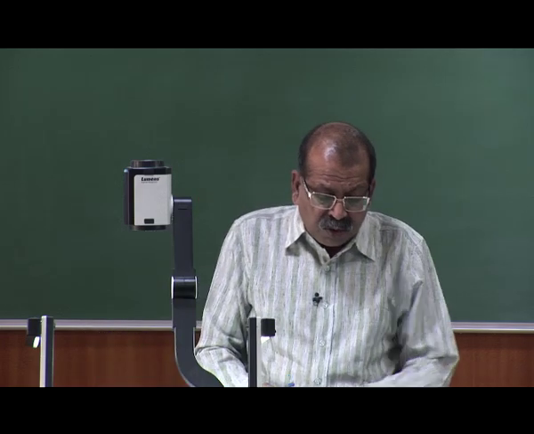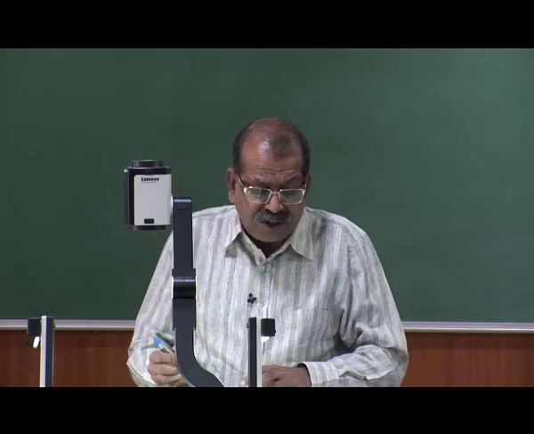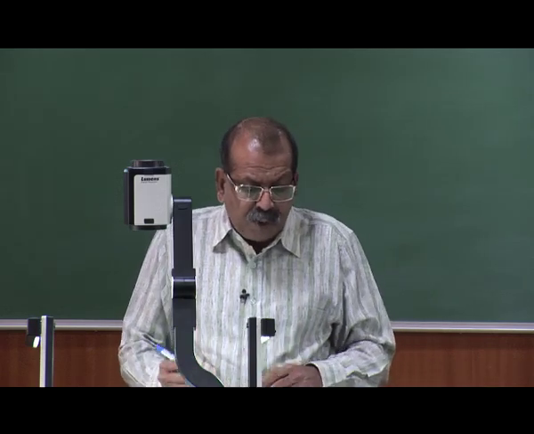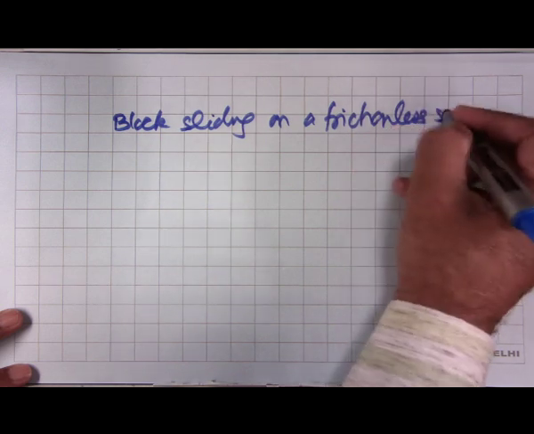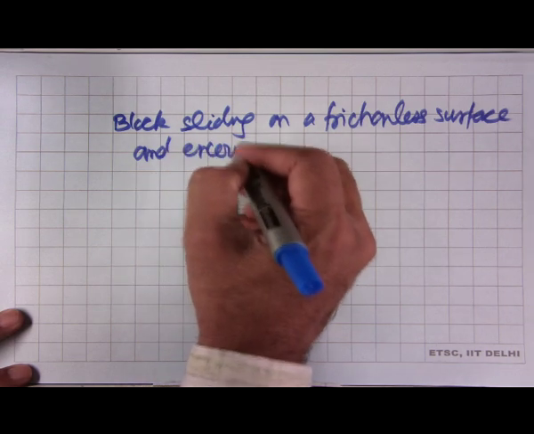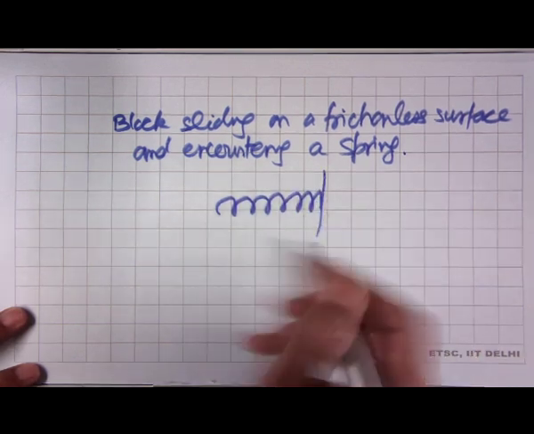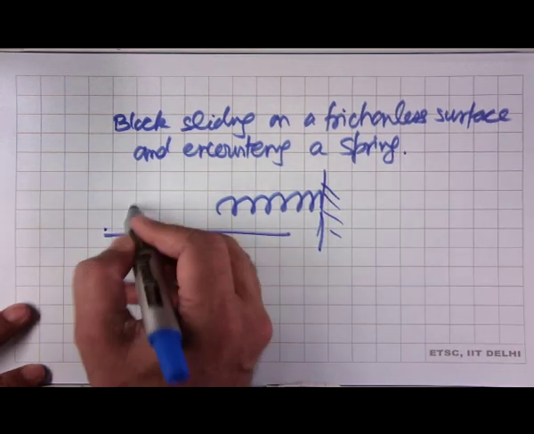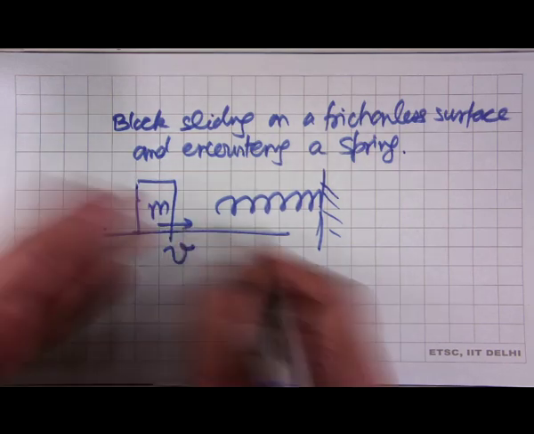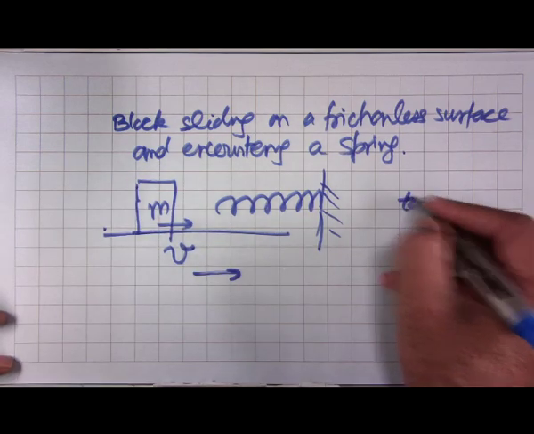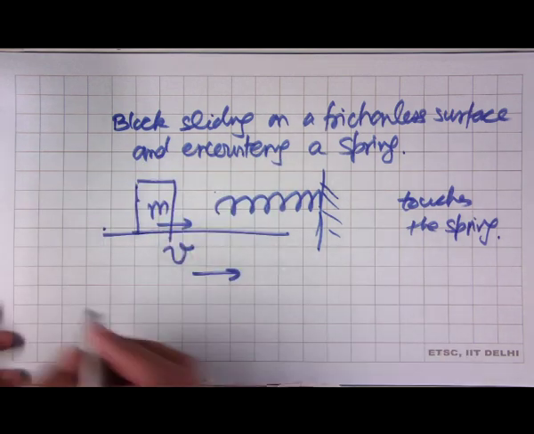We will formalize this, but before that let us try to also look at another example where a similar thing happens, where an external force acts like some sort of stored energy. Let us now look at a second case of a block sliding on a frictionless surface and encountering a spring. So we have a spring, and a block of mass m moving with the velocity v is travelling in this direction and it touches the spring.